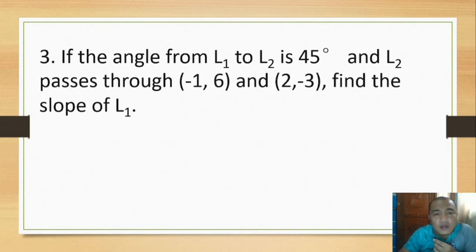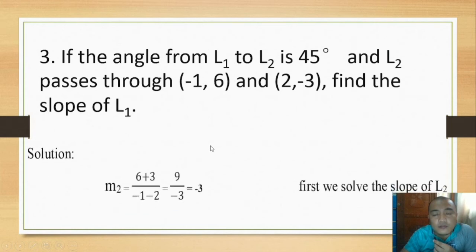Number 3. If the angle from line 1 to line 2 is 45 degrees, and line 2 passes through negative 1, 6 and 2, negative 3, find the slope of line 1. So, this problem can be solved using the formula tangent theta equals m sub 2 minus m sub 1 over 1 plus m sub 2 times m sub 1. First, we need to solve the slope of line 2.